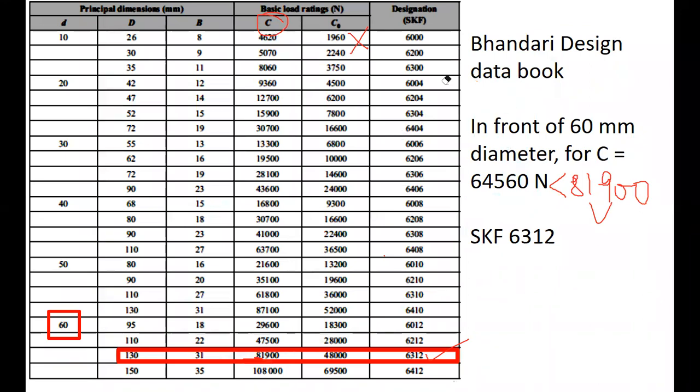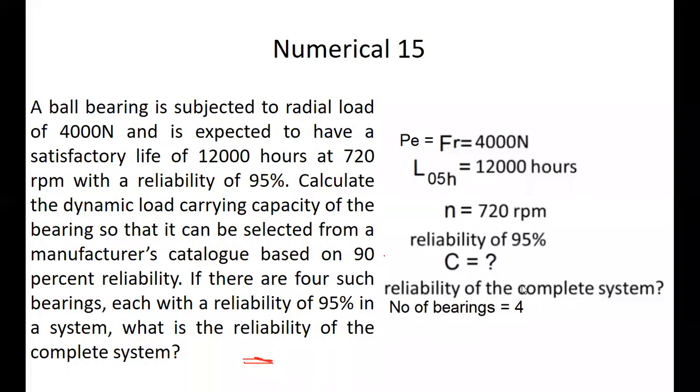Very quickly, let us go to next numerical, number 15. Ball bearing is subjected. Ball bearing, again, A is 3. If it was roller bearing, we would have taken A as 10 by 3. But this is a ball bearing, so we will take A as 3.